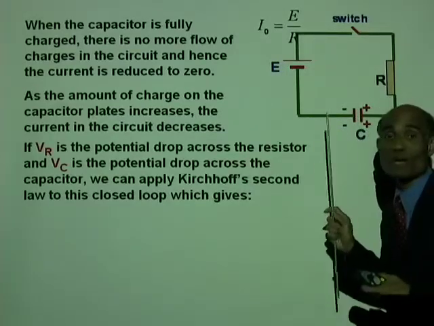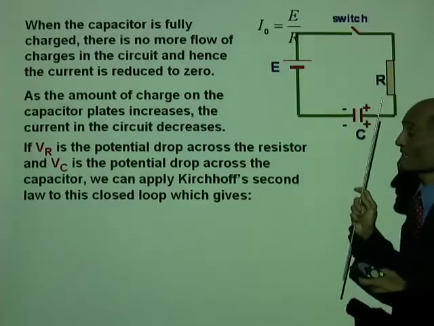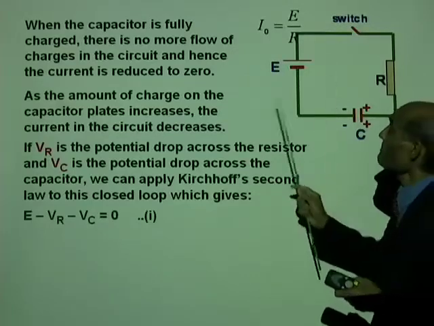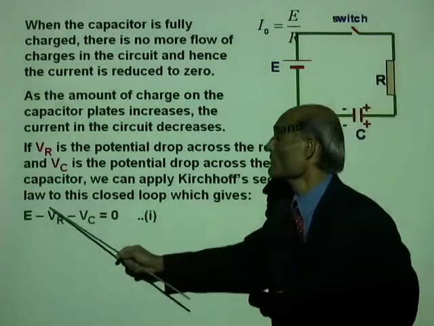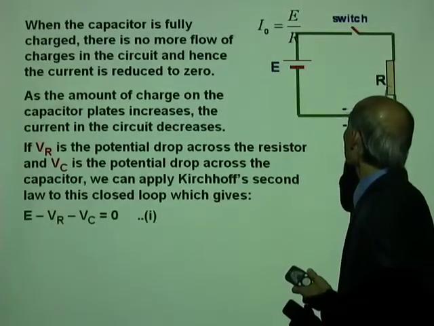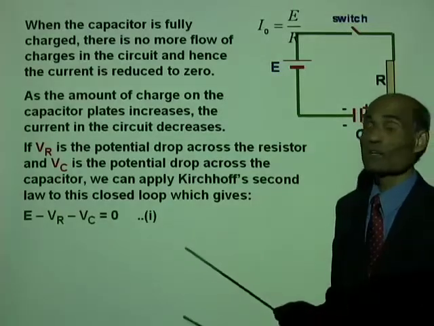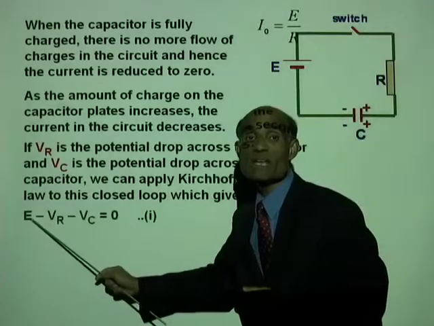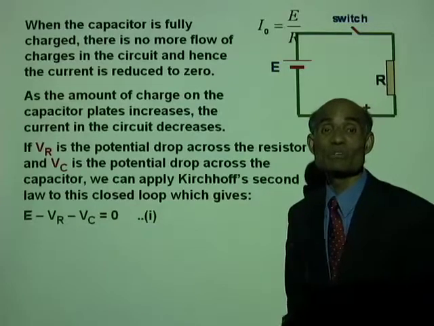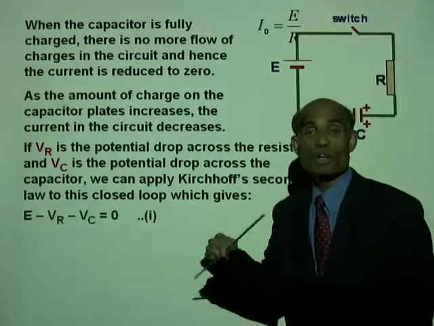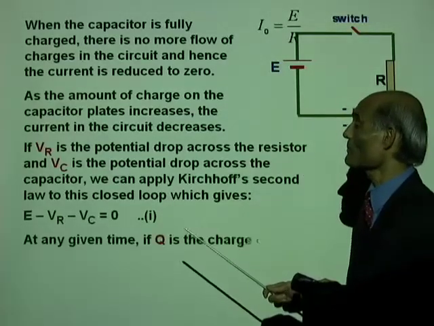So now we're going to apply Kirchhoff's laws in a capacitor-resistor circuit. Can you help me do that? If E is the potential drop across the cell, VR is the potential drop across the resistor, and VC is the potential drop across the capacitor, then E minus VR minus VC will be equal to 0. This is what we call the algebraic sum of the potential drops being equal to 0.